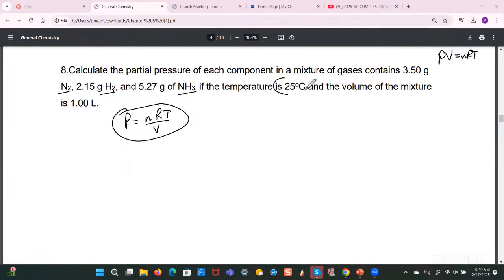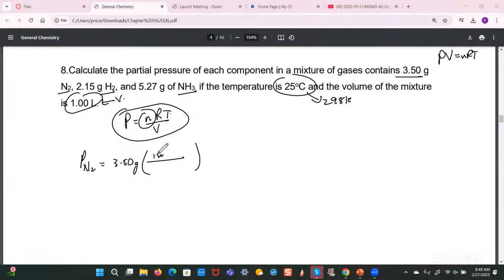They gave you the temperature, which again, you have to convert to Kelvin. So that's 298 Kelvin. And they gave you the volume, right? So you have the temperature, you have the volume, you have R. The only thing you need to calculate for each gas is the number of moles, right? So if we do that for nitrogen, that will equal the number of moles of nitrogen. Now, how do we get the number of moles? They gave us the mass in grams, 3.50 grams, and we have to convert that to moles, right?